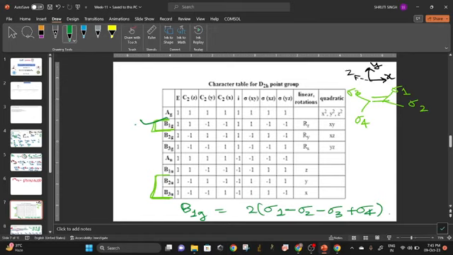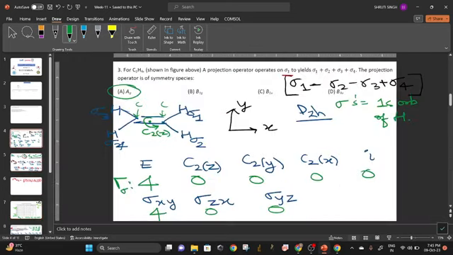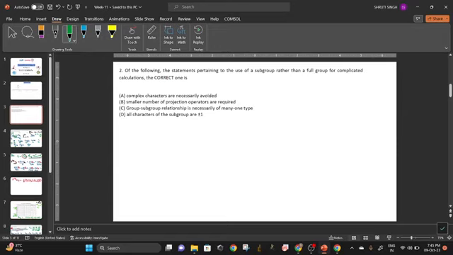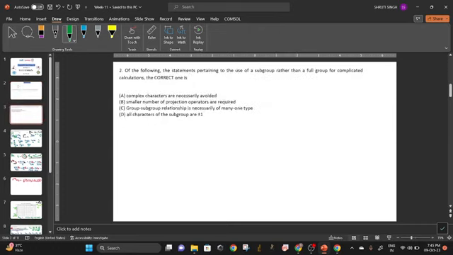So for B2U also you will get something, and for B3U also you will get some combination. So this is the third question. Okay. So now the second question.